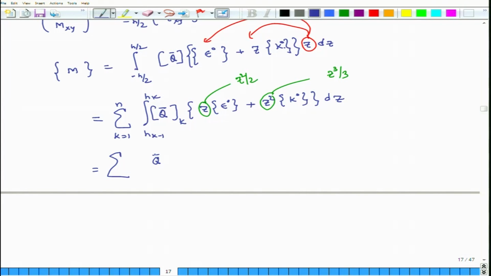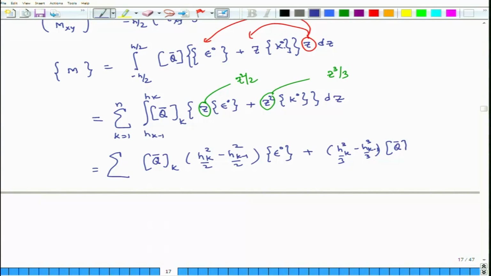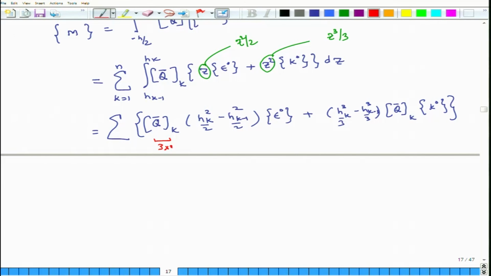So, once I have integrated, I get Q bar for the kth layer times, and when I apply limits on z square by 2, I get h k square minus h k minus 1 square by 2, times epsilon naught, plus, if I integrate the other term, I get h k cube by 3 minus h k minus 1 cube by 3, times Q bar matrix for the kth layer times the mid plane curvature vector. And this is in a parenthesis. Once again this is a 3 by 3 matrix, this is just a number.